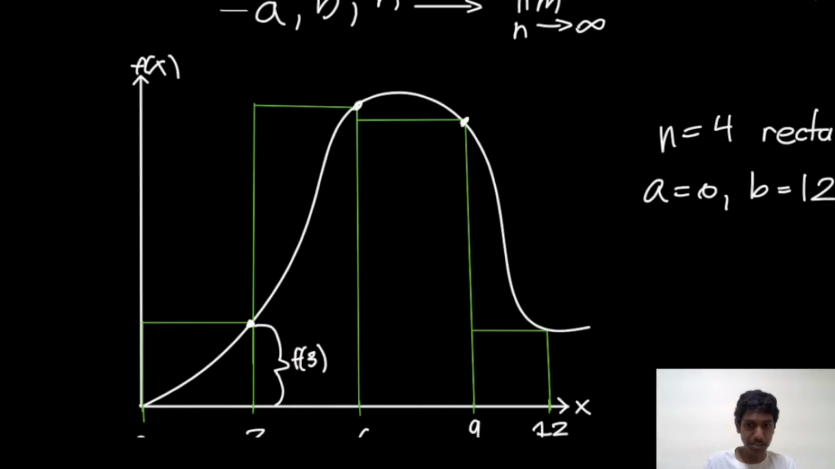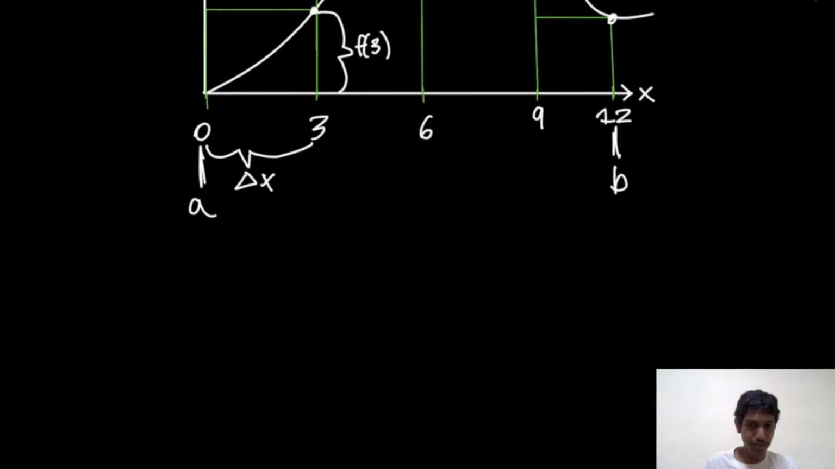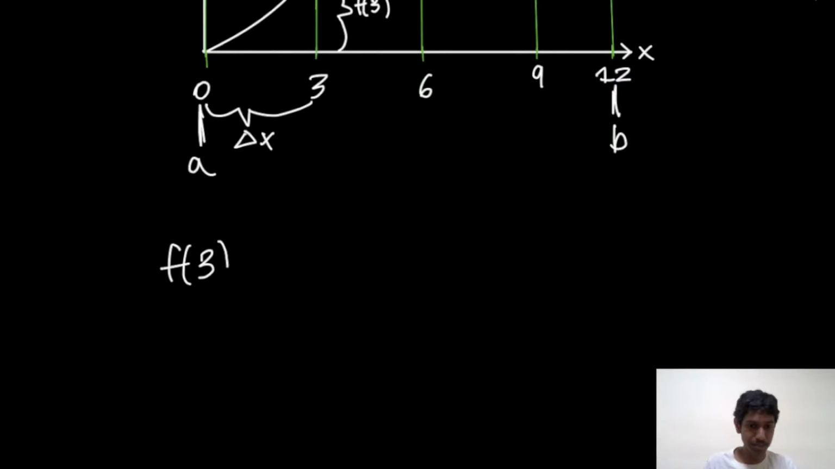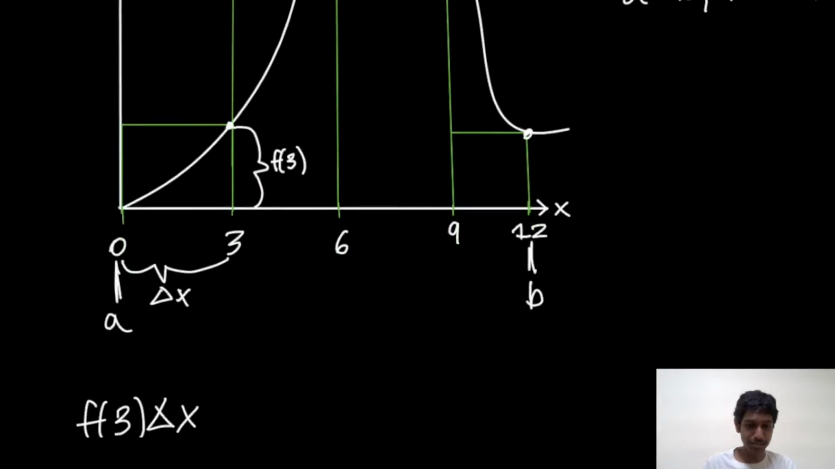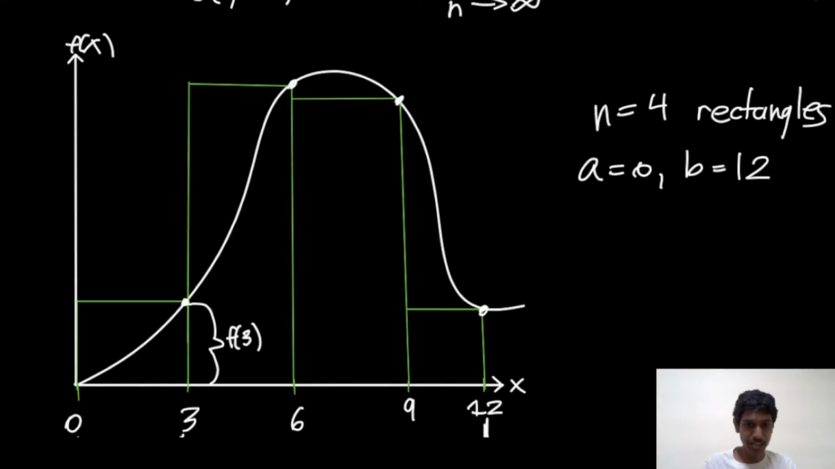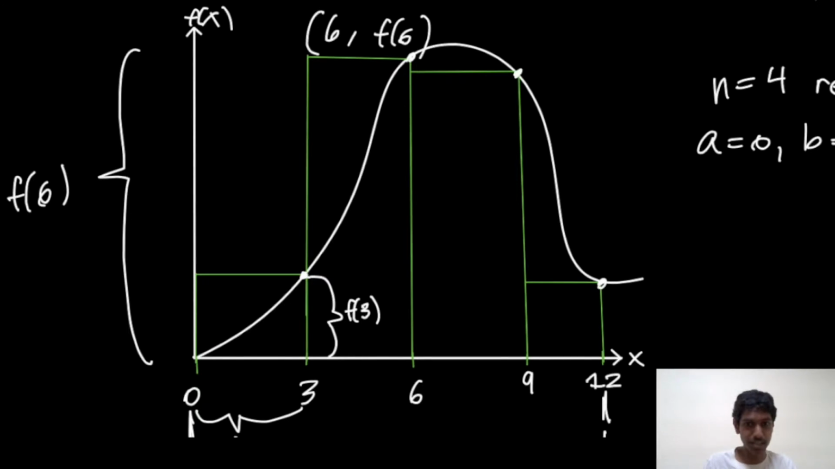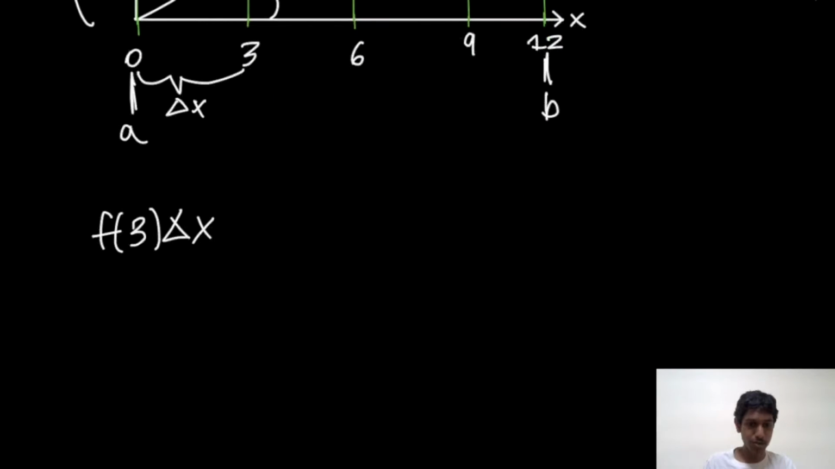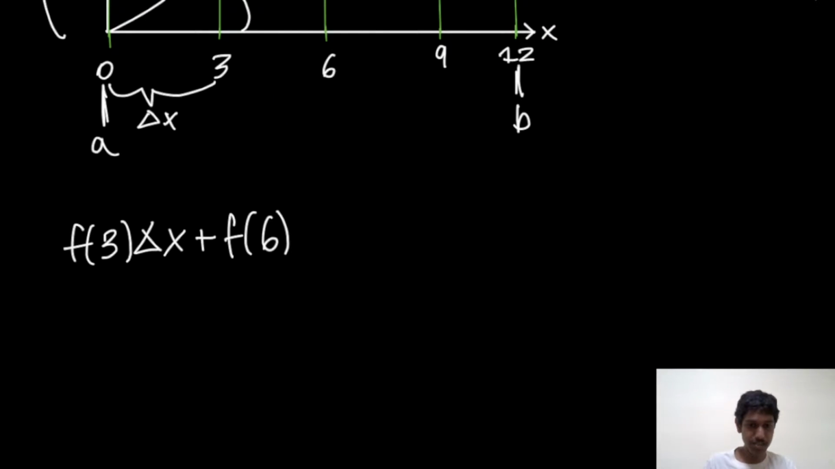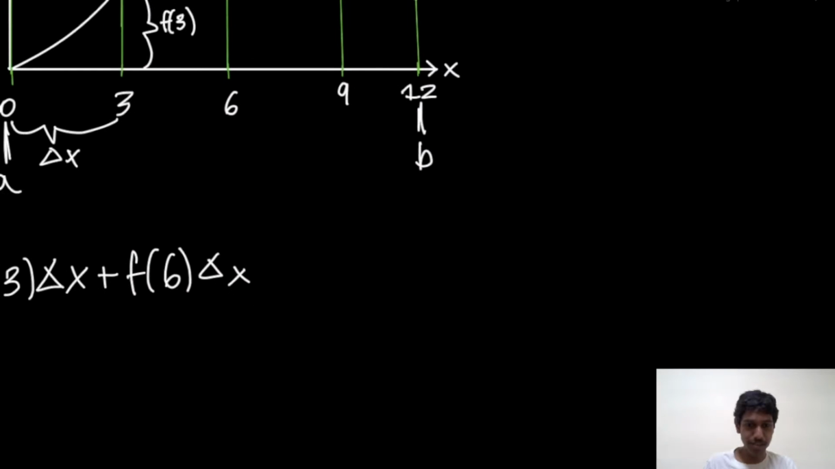And it's the same for all these other rectangles. They all touch the function. So the area of the first rectangle will be f of 3 times delta x. Simple enough. Now we've just got to add all the other ones. This one right here, for example, has a height of, you guessed it, f of 6. So the height right here is f of 6, and that point is (6, f of 6). So we would have to add another f of 6 times delta x. And we do the same for the other two, so we get f of 9 times delta x, and then f of 12 times delta x.